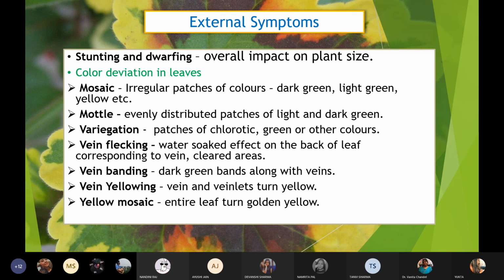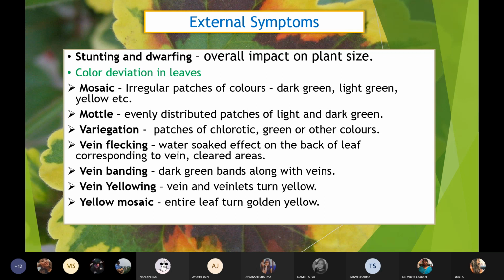First is mosaic. It shows irregular patches of colors, that is dark green or light green, or it can be yellow. And mottle is evenly distributed patches of light and dark green on the leaves. And variegation is patches of chlorotic green or other colors. And vein flecking is a water soaked effect on the back of leaf corresponding to vein cleared areas.